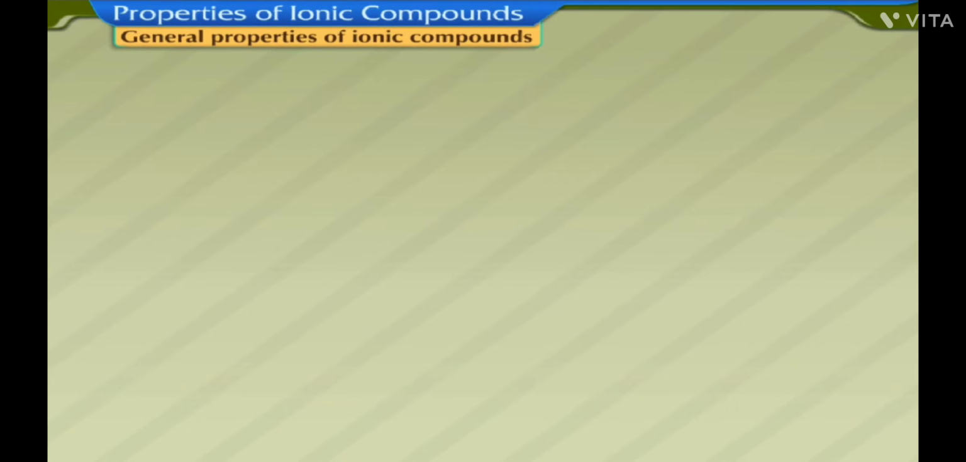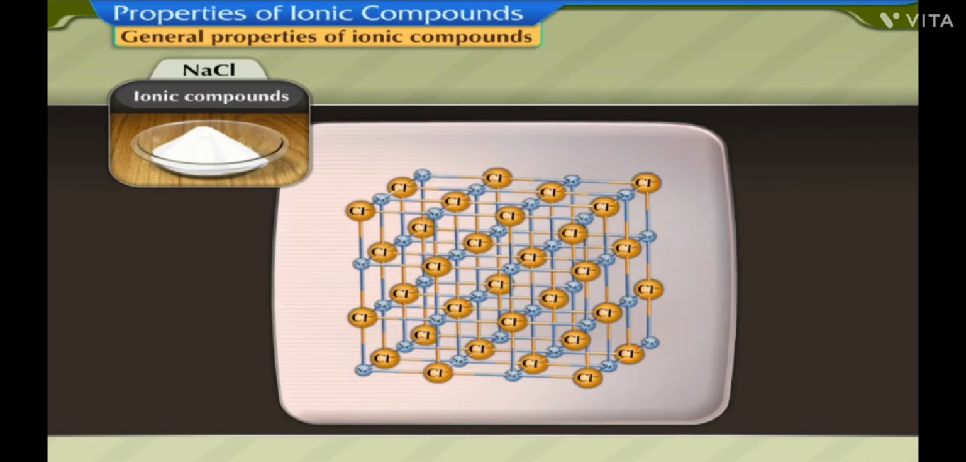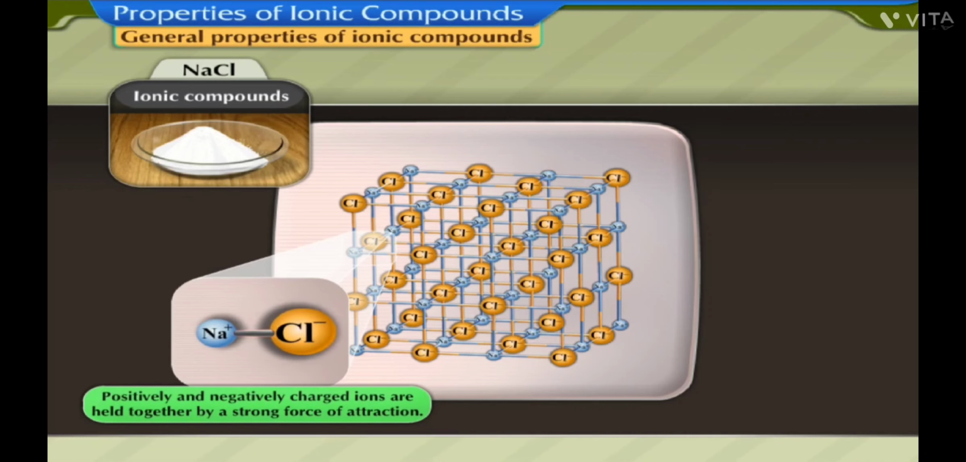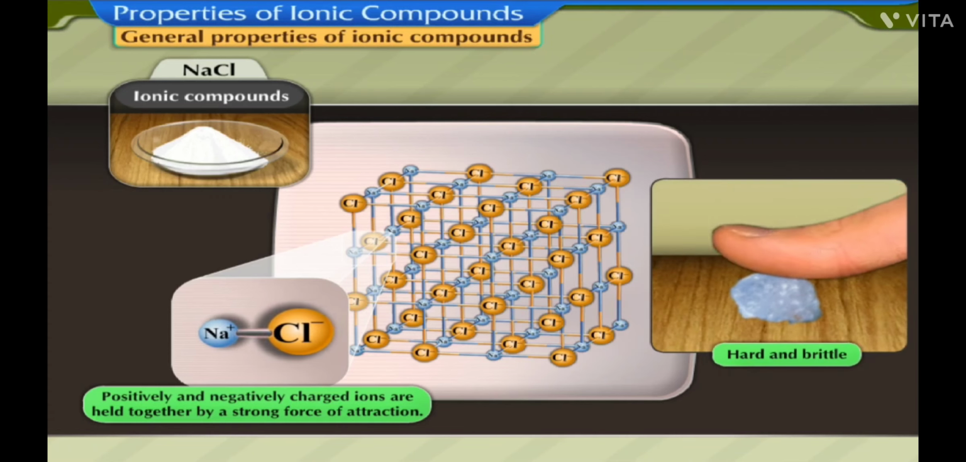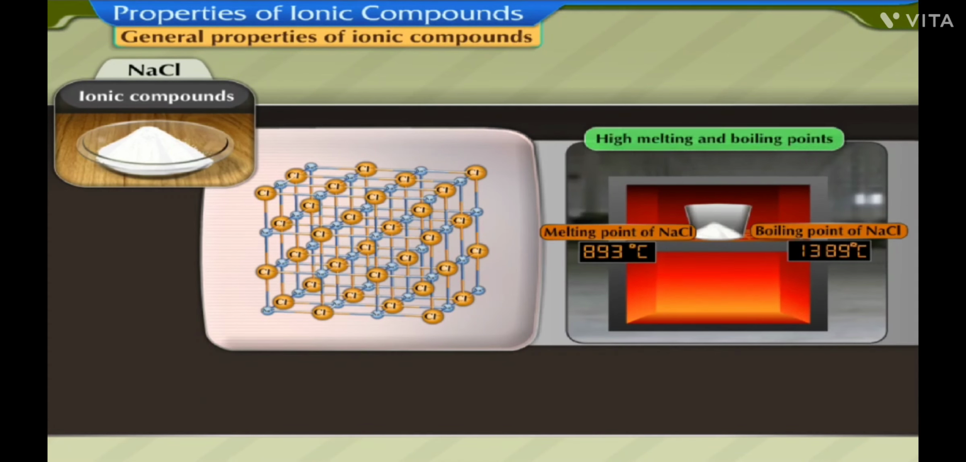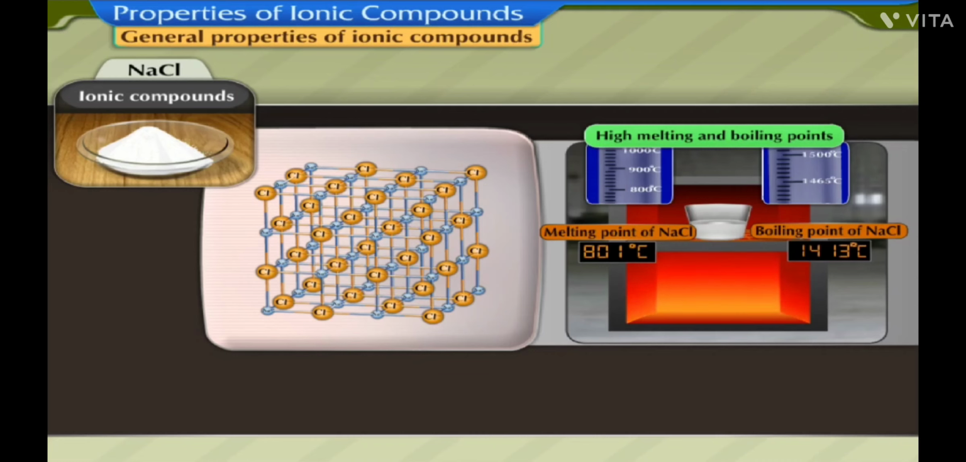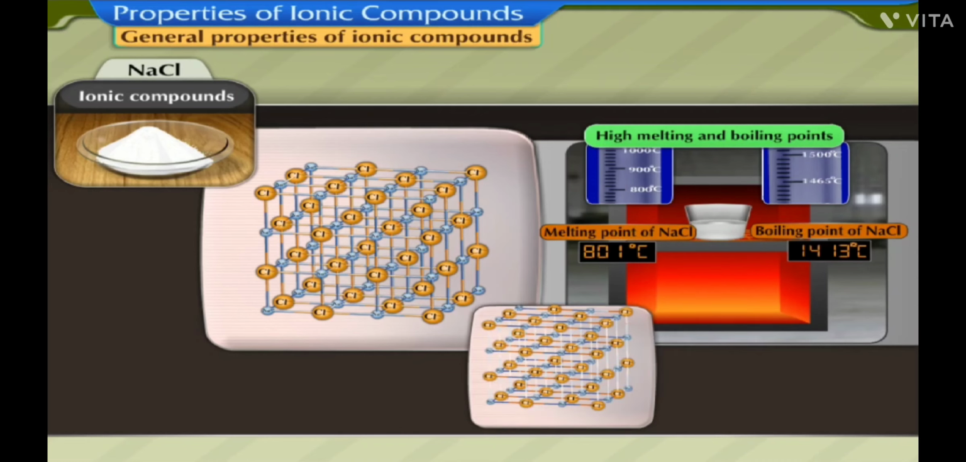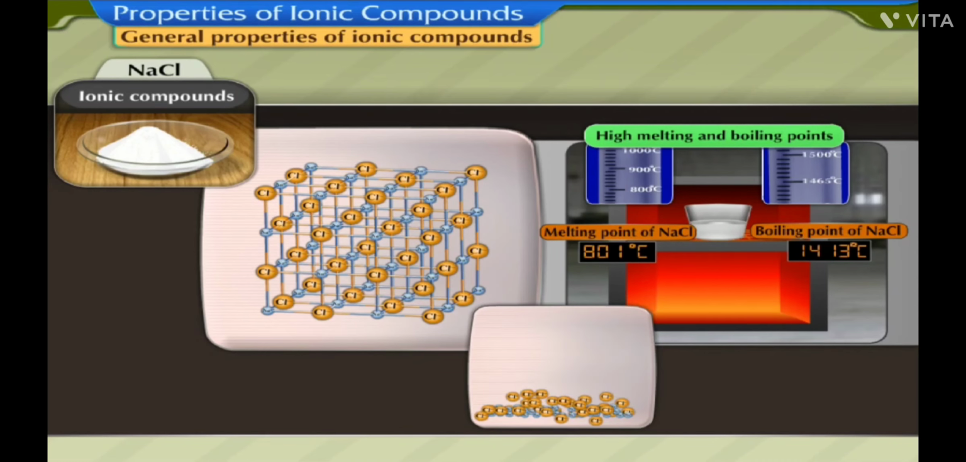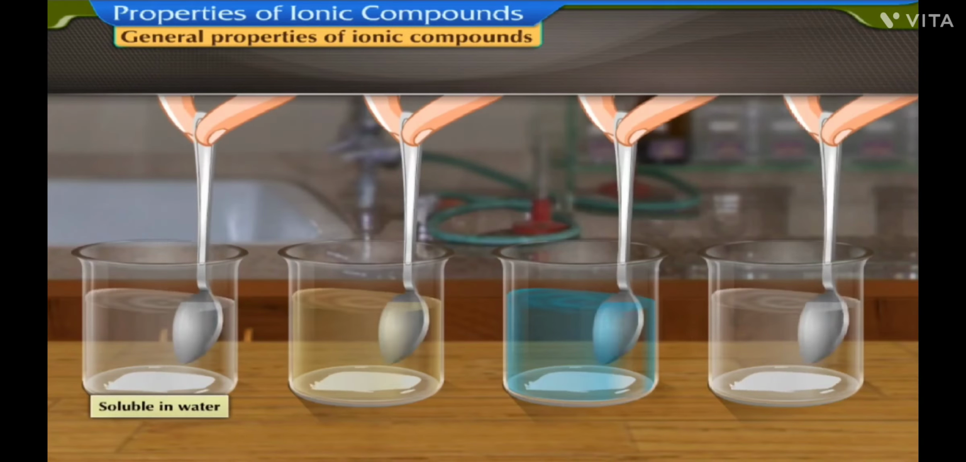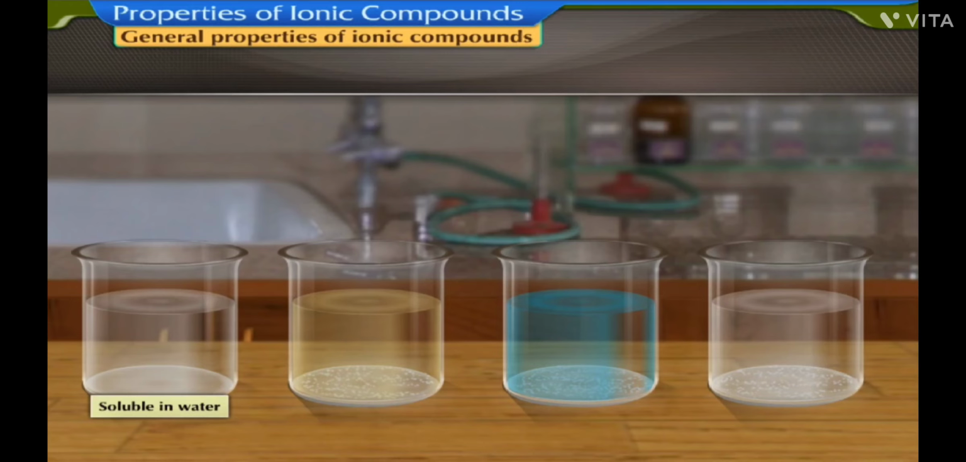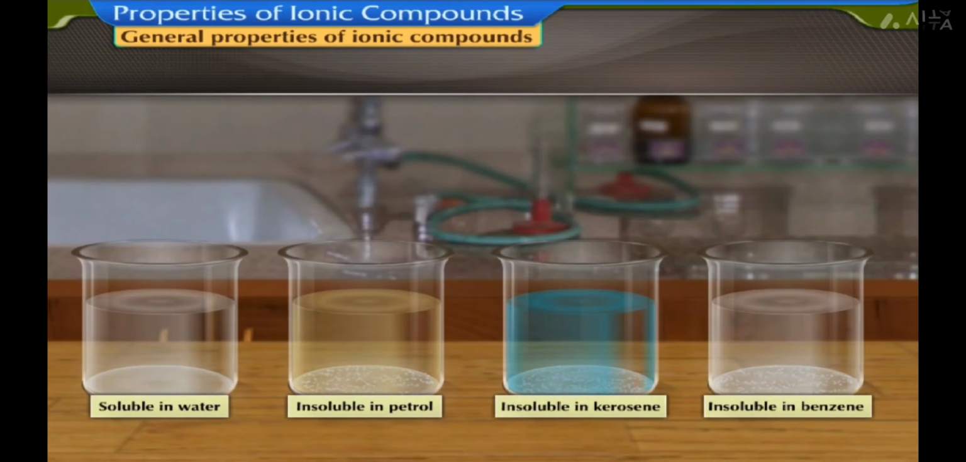General properties of ionic compounds. Ionic compounds exist in the solid state because the positively and negatively charged ions are held together by a strong force of attraction. This also makes them hard and brittle. Ionic compounds have high melting and boiling points. This is because a considerable amount of energy is required to break the strong forces of attraction between the oppositely charged ions. Ionic compounds are soluble in water and insoluble in organic solvents like petrol, kerosene, and benzene.